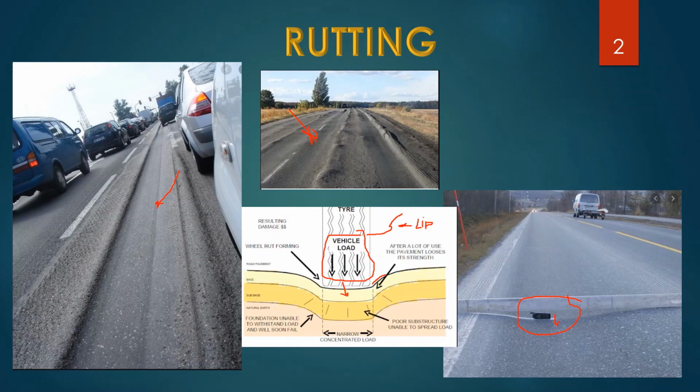If you have a lip in here, that means that the problem is basically in the top layer, and that's easy to repair. Rutting could be as severe as this picture in the wheel path, more severe in here, and it could be measured by a straight edge and then measuring the depth of this path.